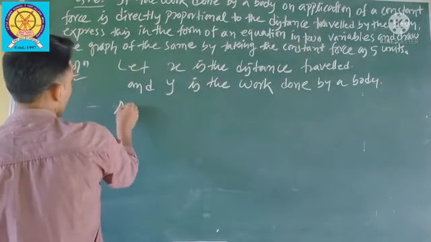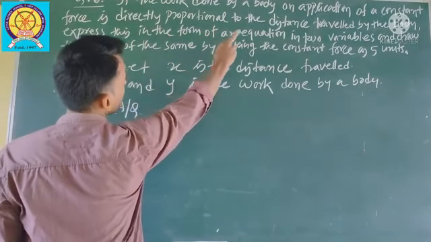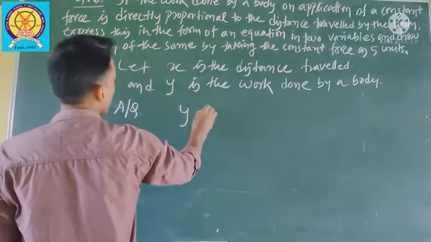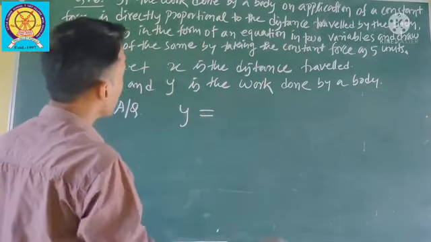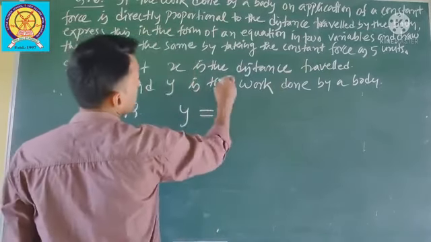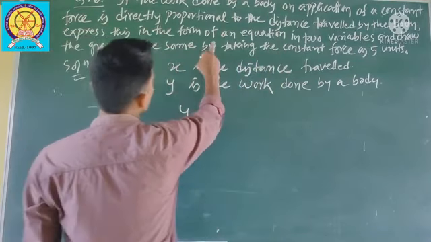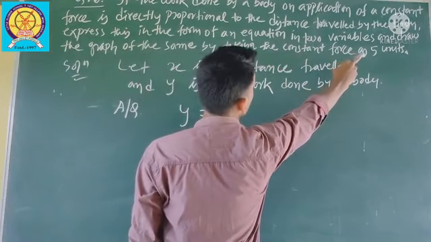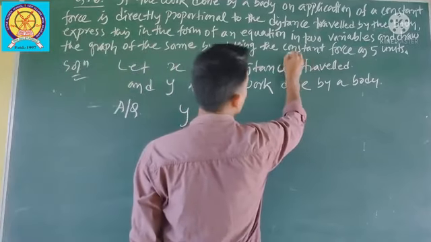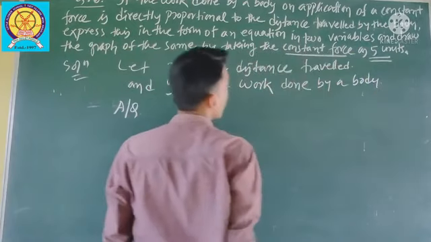So as per the question, what will our equation be? If the work done by a body on application of a constant force is directly proportional to the distance traveled, we take the distance as X. Express this in the form of an equation in two variables, and draw the graph of the same by taking the given constant force as 5 units.